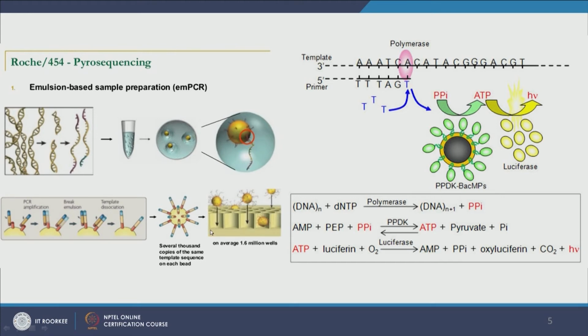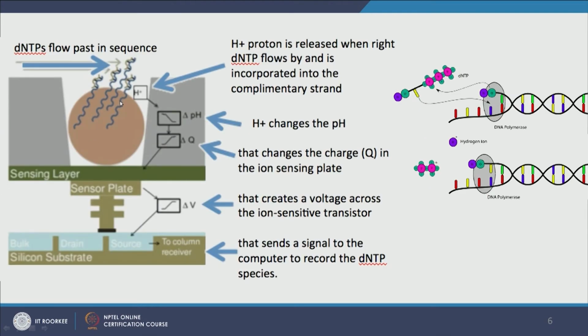Each bead goes to a microvalve, and in this way we generate millions of sequences, because there are 1.6 million valves. So we will generate millions of sequences per run. Okay. So here you notice that dNTPs are, now this is slightly different.